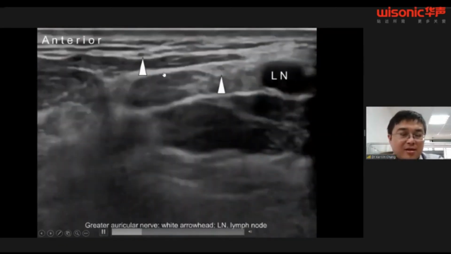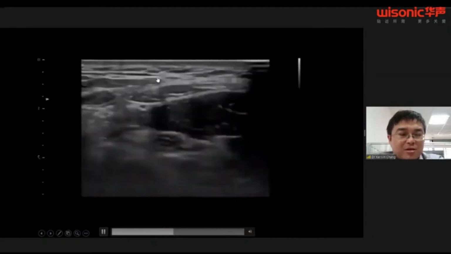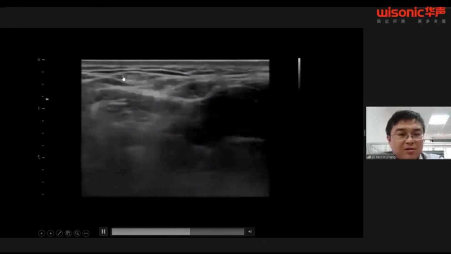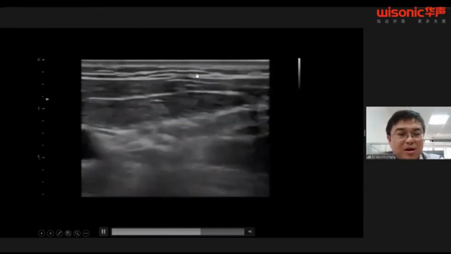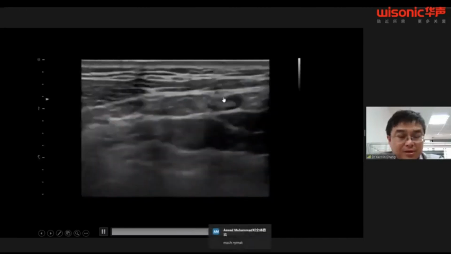And last year we had an article published. It's related to a case. Actually, the case is myself, complaining of neck pain after an upper airway infection. I remember at that time I had difficulty rotating my neck. So what happened to my neck?